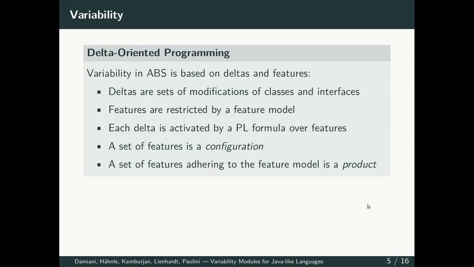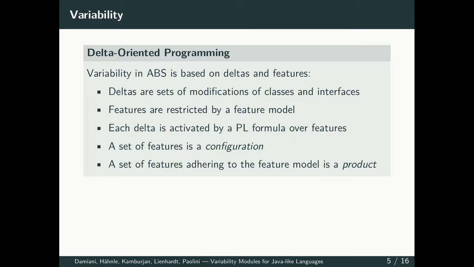Variability in ABS is based on delta-oriented programming. So delta is just a set of modifications of classes and interfaces or other elements, so I can add and remove classes, or I can modify an existing class and change, for example, its fields.